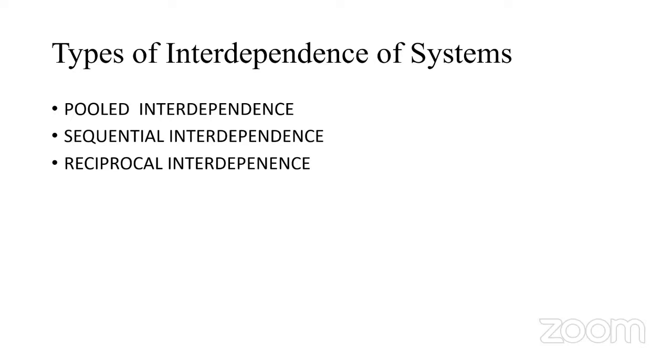Now coming to the next one, the sequential interdependence. So sequential interdependence is, you can understand it from the name itself, sequence. Right? So when does sequential interdependence happen? It happens when one department or one team must accomplish or must do something only when the other team has done its job.